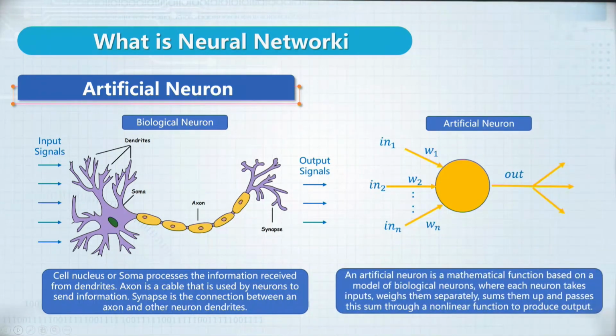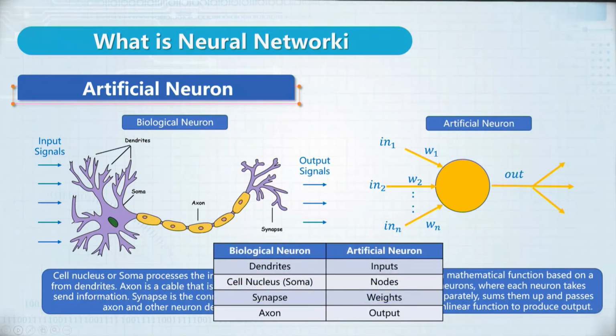An artificial neuron is a mathematical function based on a model of biological neurons, where each neuron takes inputs, weighs them separately, sums them up, and passes this sum through a nonlinear function to produce output. The biological neuron is analogous to artificial neurons in the following terms.